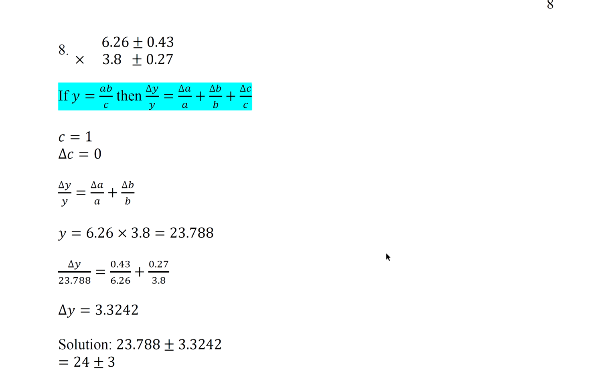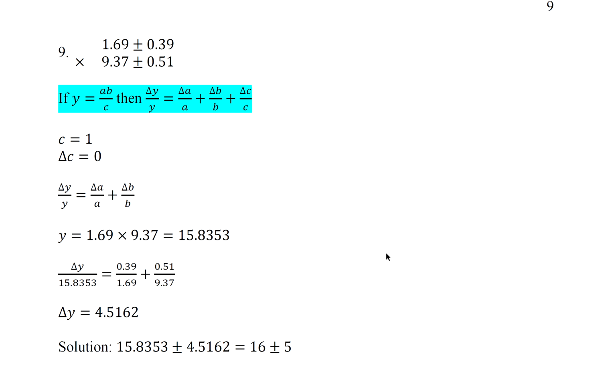Question 8, same thing. When we're multiplying or dividing, we're going to use this equation. And since we're multiplying, c is going to equal 1. So delta c is 0. So the first thing we have to do is solve for y. Second step, we're going to plug in everything into the equation and solve for delta y. Question 9, we're multiplying uncertainties again. So c is going to be equal to 1, delta c is 0. Step 1, solve for y. Step 2, plug in everything in the blue equation to solve for delta y.